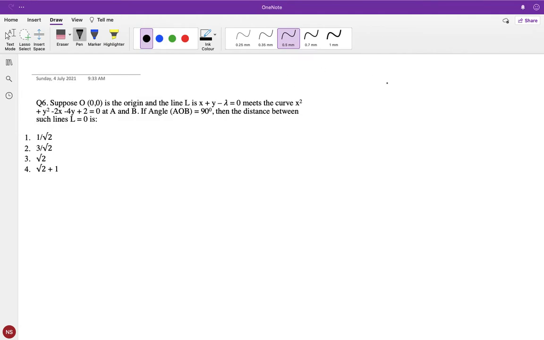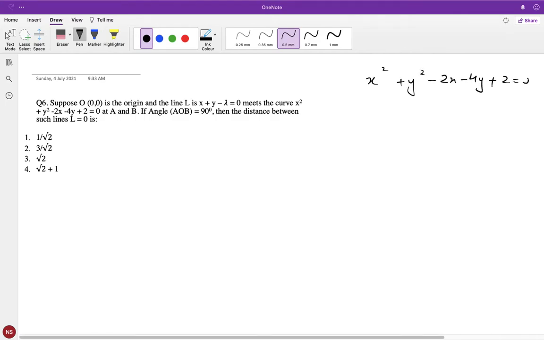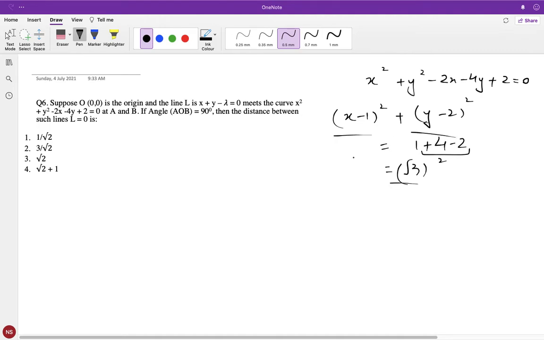I don't know. This curve looks like an equation of a circle, right? It looks like a circle, because coefficients of x square and y square are equal and xy does not exist. So I think this is 1 plus 4 minus 2. 5 minus 2 is 3, so root 3. So this is the equation of the circle.